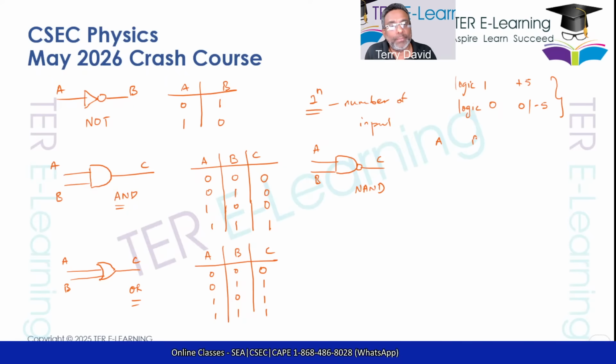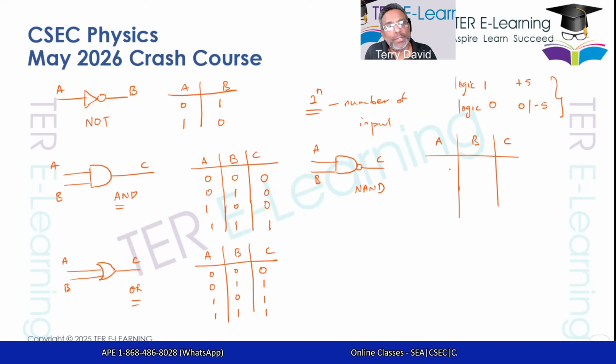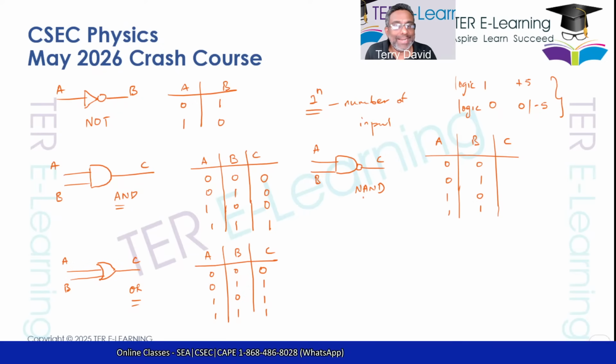So let's go A, B, C. In terms of combinations, we're going to have the same set here. So it's going to be 0, 0, 0, 1, 1, 0, and 1, 1. So first of all, you need to understand that the NAND gate is the exact opposite of the AND gate. Whatever was happening with the truth table for the AND, you're just going to reverse it. So therefore, this is going to be 1, 1, 1, 0. That's it. Okay? So it is the exact opposite of your AND gate.